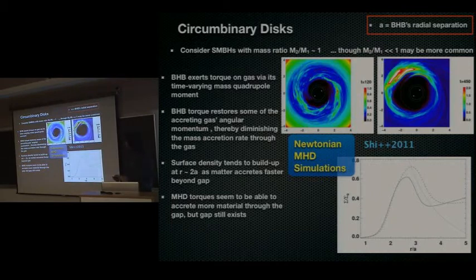So one key feature that they saw is that they did find a gap developed at around 2a. It is a little bit further out. And they did see more material exist within the gap. So the enhanced stresses from the magnetic fields allowed for more material to fall through that gap. So you had higher accretion rates onto the binary than you saw in hydrodynamic runs. But also you saw this n=1 structure for it.